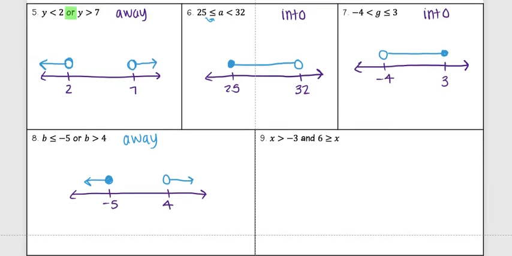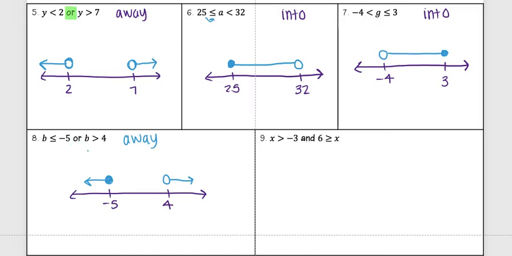Okay, so this is what you should have gotten for number 7 and 8. For number 7, I saw this was an and statement, so I know they're going into each other. To look and see whether it's going to be open or closed, I see next to the -4 that inequality was strictly less than, so it's open. The 3, I had a line underneath it, so I know it needs to include the 3, so it's closed. And then I just connected them since this one was an and.